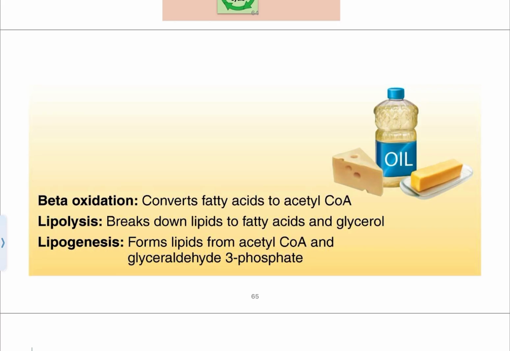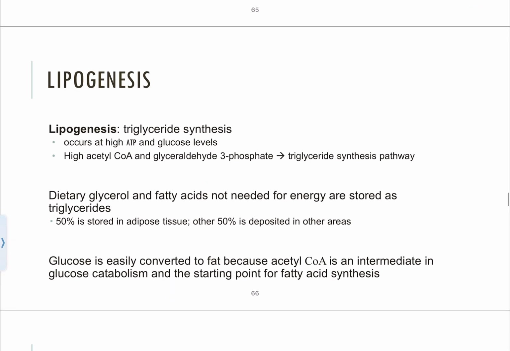So just some terminologies. We've already talked about beta oxidation. That's our ability to take those fatty acid chains from the triglyceride and turn it into acetyl-CoA that can go into the citric acid cycle. We also have lipolysis, and we're talking about the breakdown of lipids to fatty acids and to glycerol. And then we have lipogenesis, where we're actually going to form lipids from the acetyl-CoA and glyceraldehyde 3-phosphate.